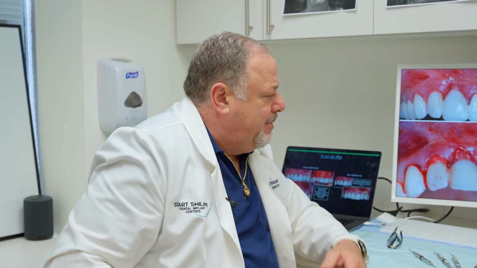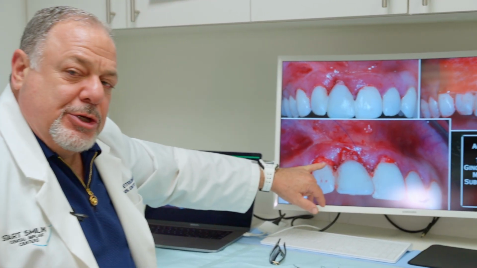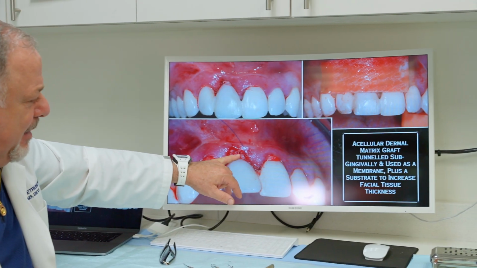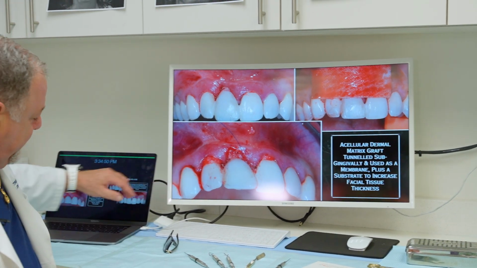So we remove this now 4 to 6 weeks later. We see where the suture is. You can snip it; it just comes right out. So now our dermis graft is going to act as a tissue graft and a membrane for the other graft, our bone graft replacement.